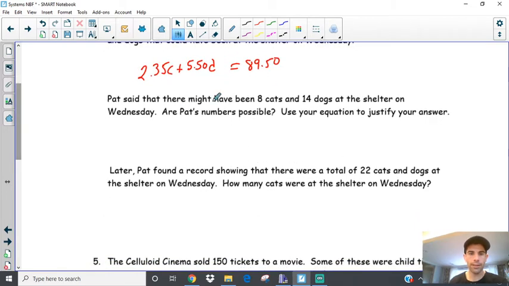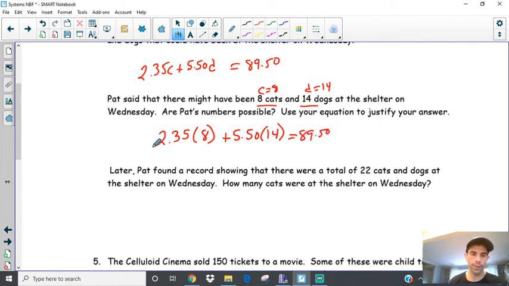Alright, now, Pat said that there might be 8 cats and 14 dogs at the animal shelter on Wednesday. Are Pat's numbers possible? So if you think about it, cats is 8, dogs are 14. So I could take these numbers here and just substitute them right into my equation. So it would look like 2.35 times 8 plus 5.50 times 14, and that should equal 89.50. Go ahead, throw this into my calculator, and I'm going to have something around $95.80. Well, that is not equal to $89.50, so this was not possible.